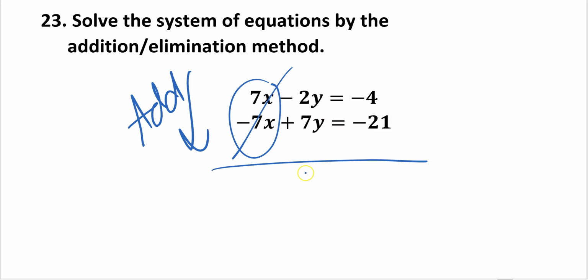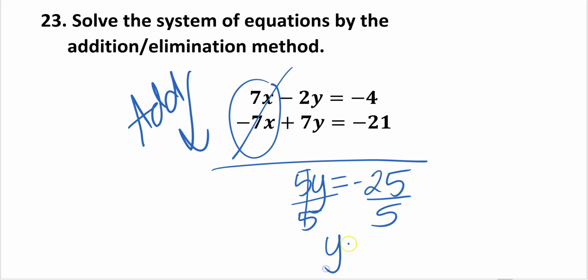-2y plus 7y is 5y. And then -4 plus -21 is -25. And then to solve for y, we'll divide by 5 on both sides to get y by itself. So y equals -25 divided by 5, which is -5. That's half of my solution. Some x term, comma, -5.